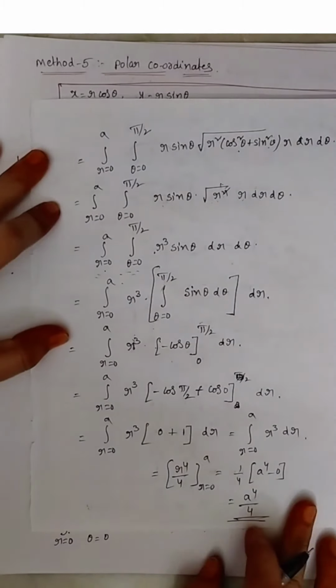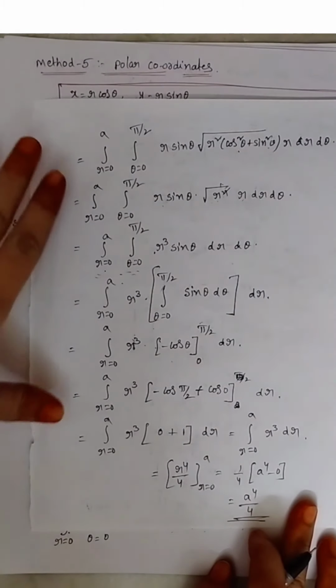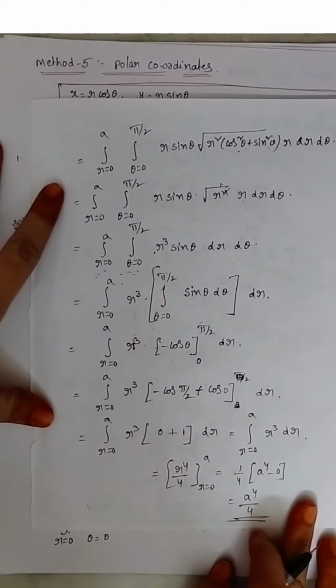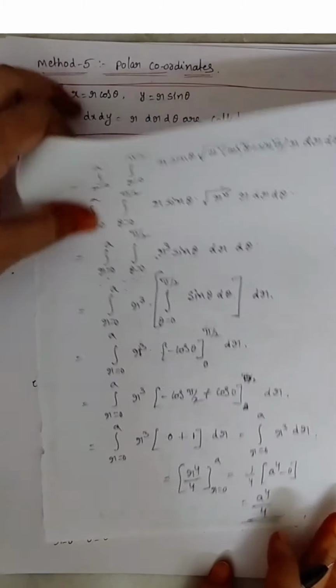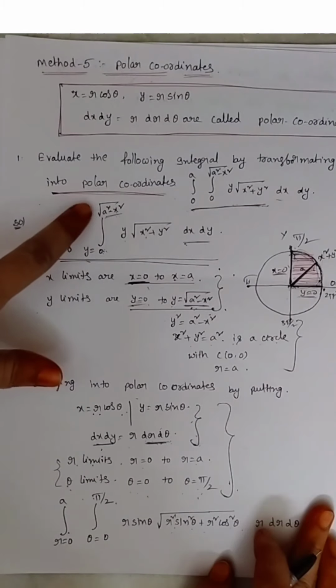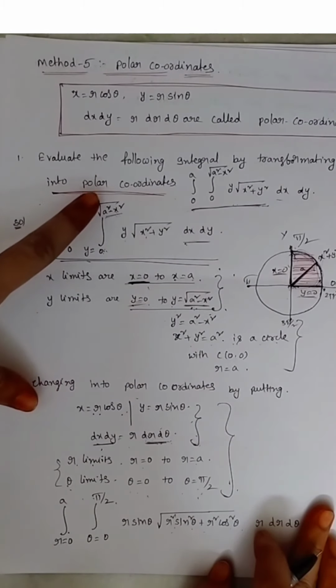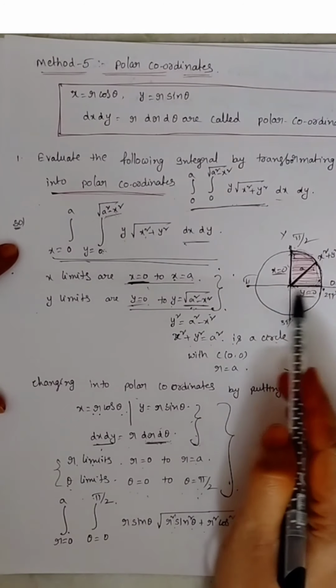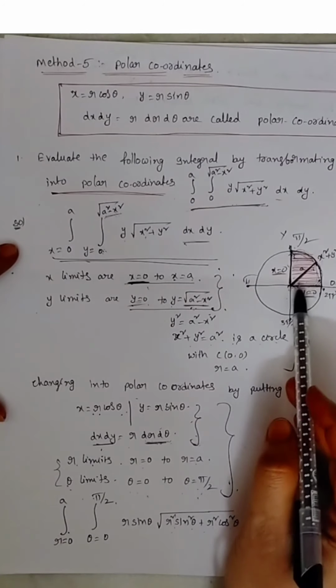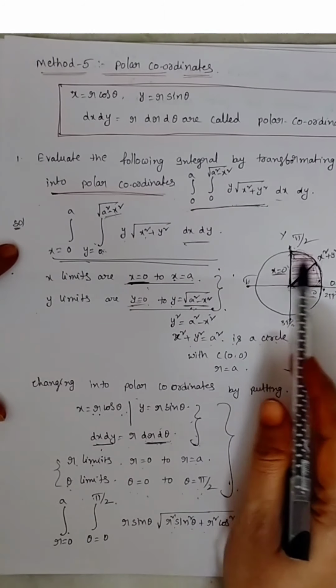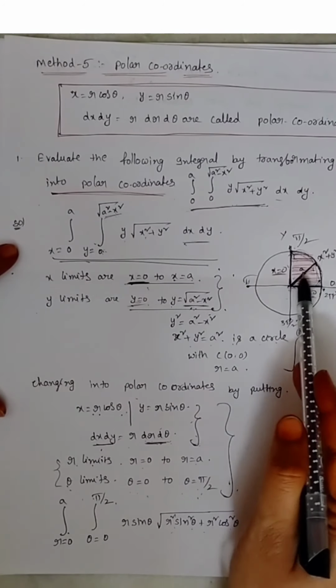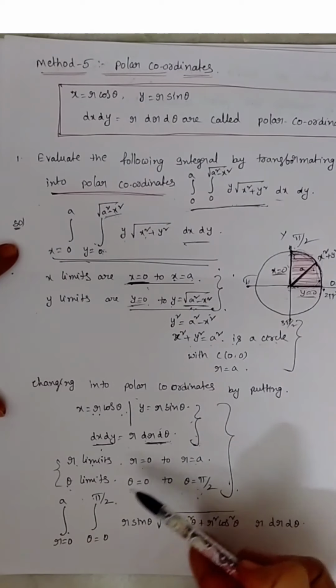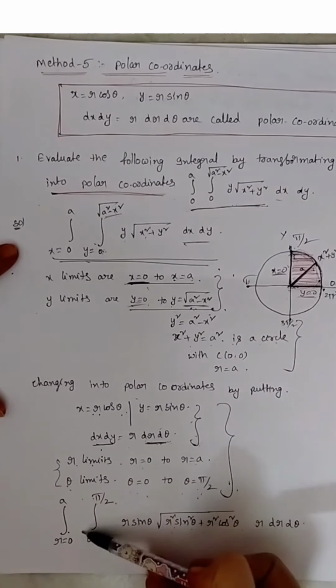Okay, this is the process to find the integration by changing into polar coordinates. If only the method name is mentioned, then we have to first convert it into polar coordinates and then find the integration. In any problem, the region is important. From the limits only we can find the region. Depending on the region only we can find the limits in r and theta.